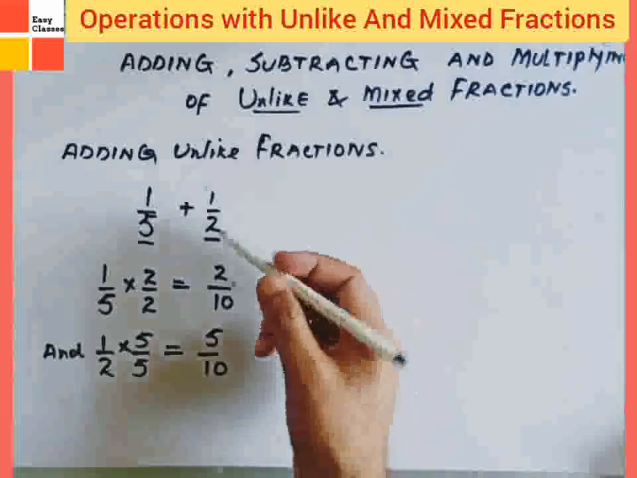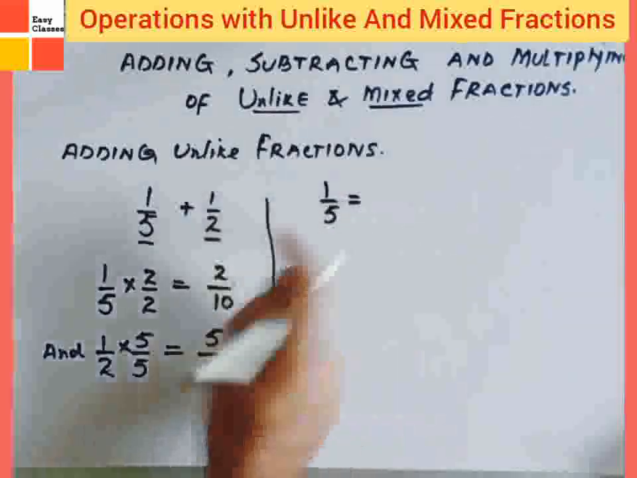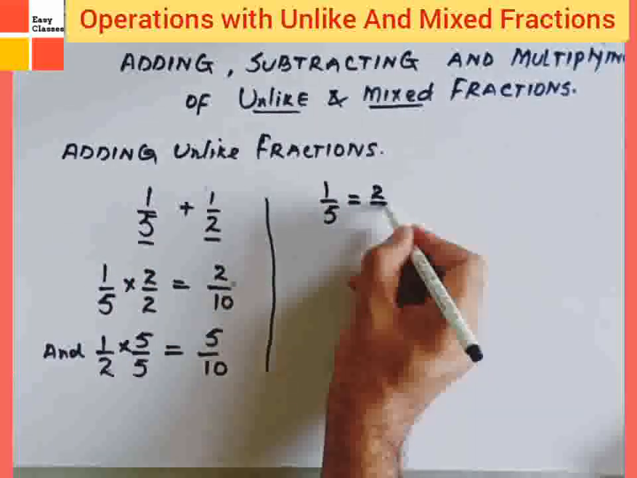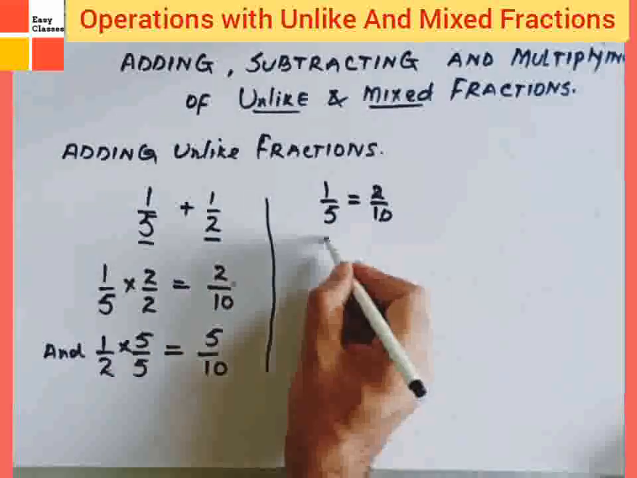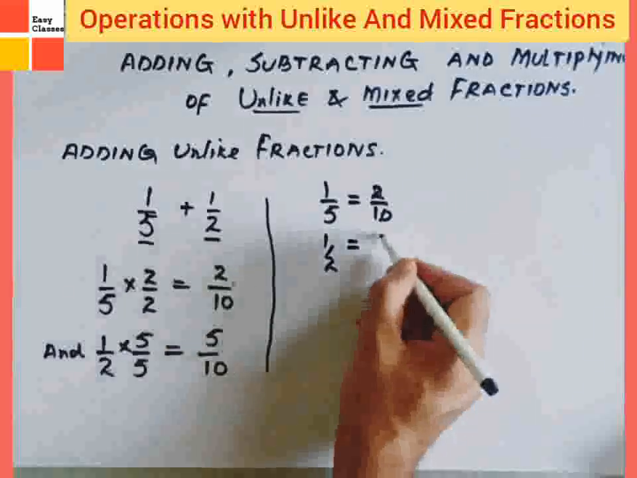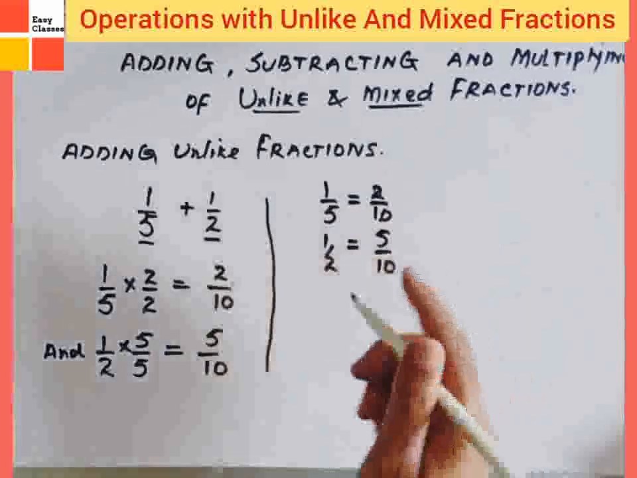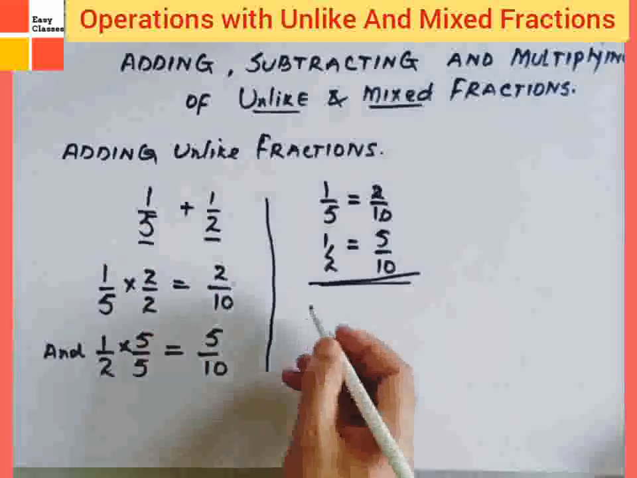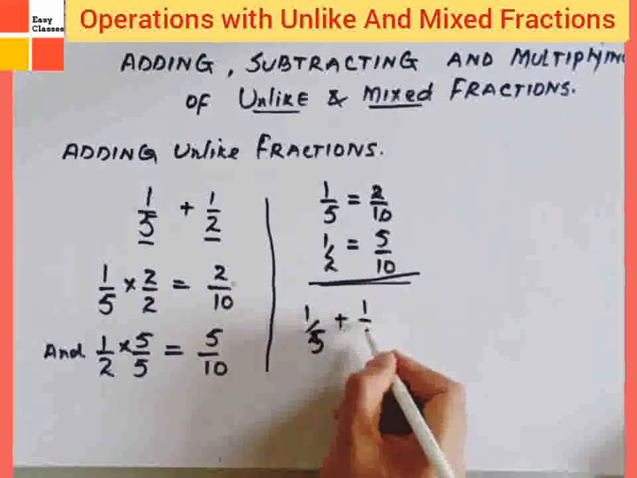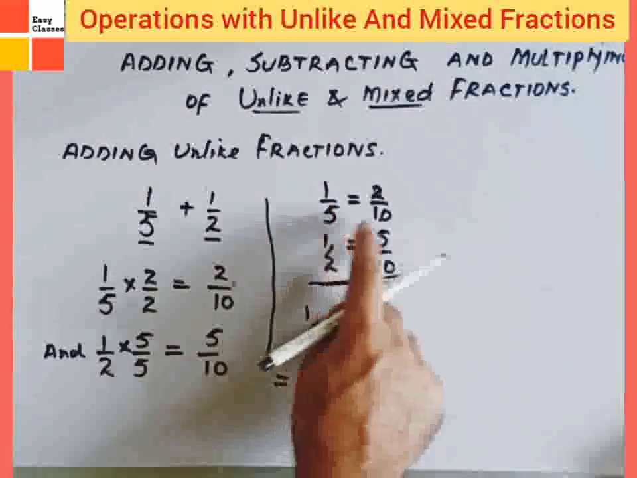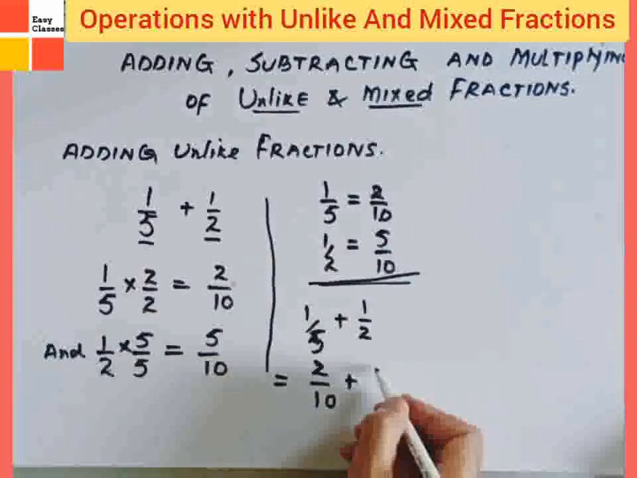See, now you can see that this 1 by 5 is equal to 2 by 10. So that means 2 by 10 is the equivalent fraction of 1 by 5, and this 1 by 2 is equal to 5 by 10. Okay, by doing this we get the same denominators. Now it is very easy to add these fractions. So 1 by 5 plus 1 by 2: 1 by 5 is equal to 2 by 10, then this 1 by 2 is equal to 5 by 10.